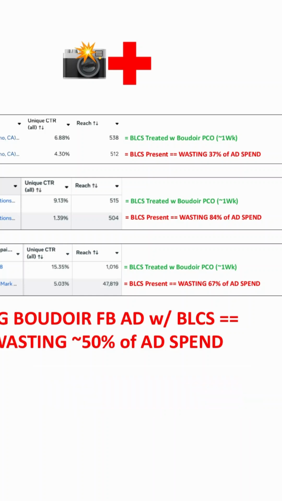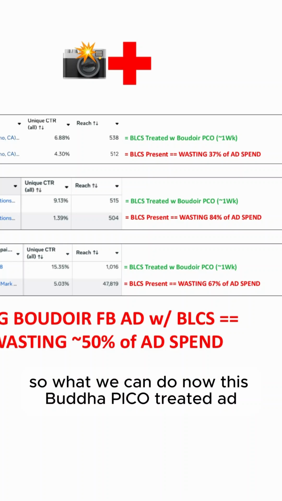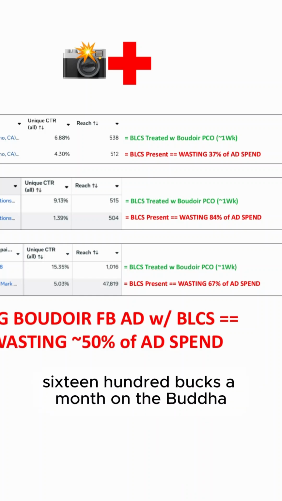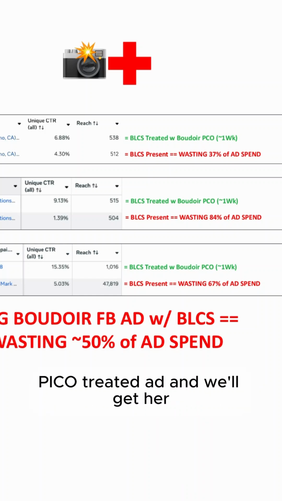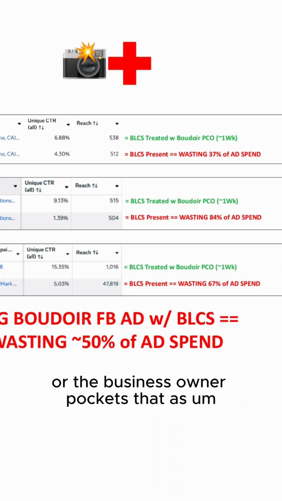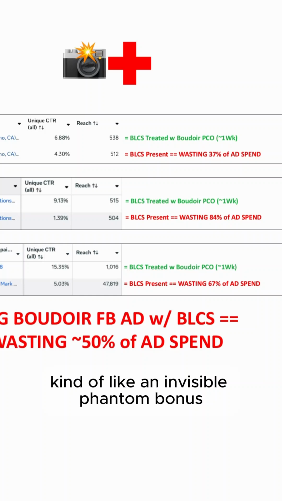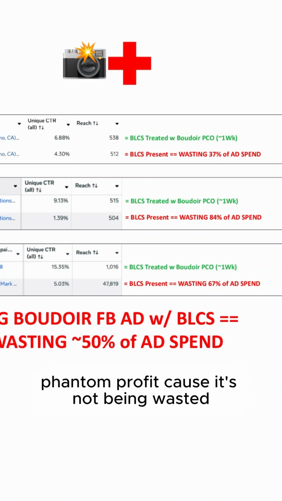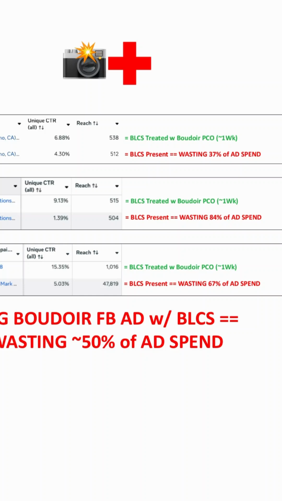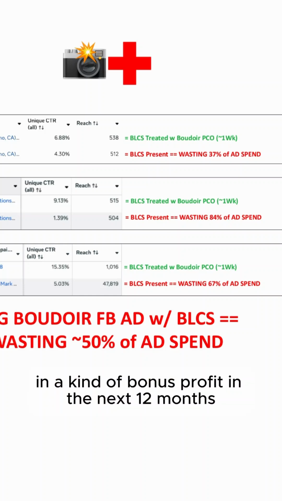So what we can do now with this Boudoir Pico treated ad is eliminate that wasted ad spend, only spend the difference, $1,600 a month on the Boudoir Pico treated ad, and we'll get our ad into the same number of women's brains as the original at 10 grand a month spend. So massive gains there, and we pocket that $8,400, or the business owner pockets that as kind of like an invisible phantom bonus, phantom profit, because it's not being wasted. It's literally something like 100 grand in kind of bonus profit in the next 12 months.